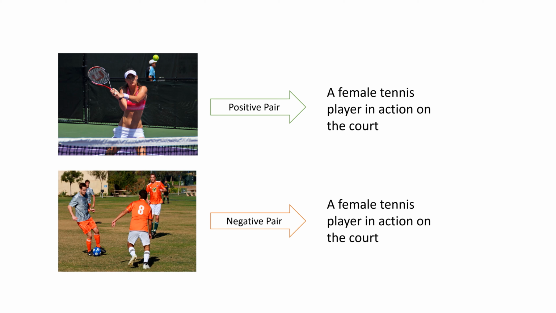Of course, this would require constructing positive pairs and negative pairs. The positive pairs come with the training data, and the negative pairs are constructed by taking an image and pairing it with another image's caption that does not match the given image.